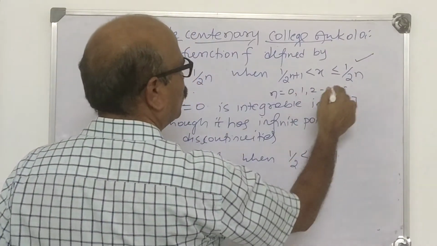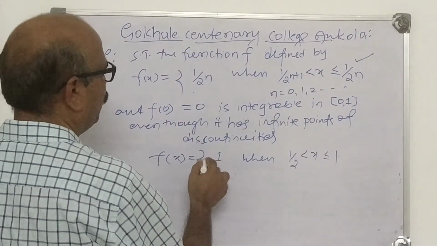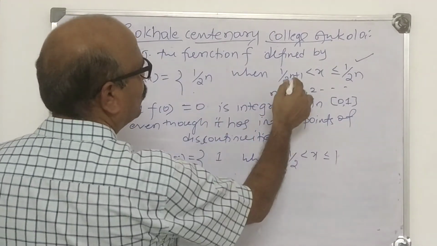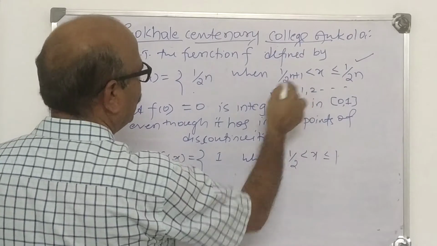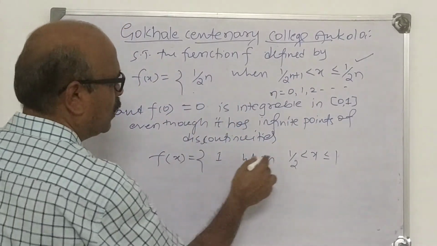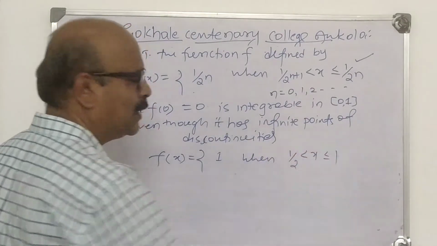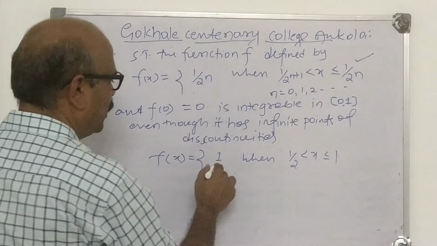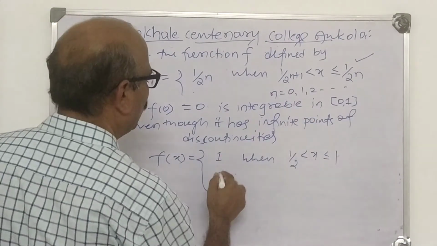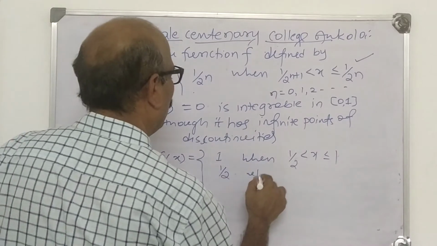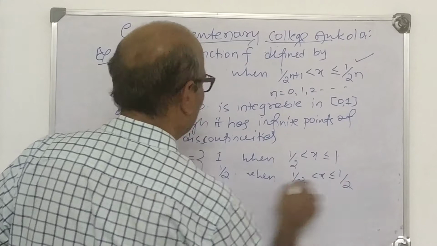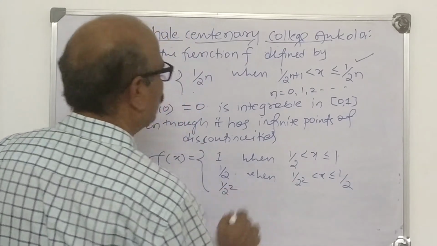n takes the value 0, 1, 2, etc. First I have taken n is 0 here. When n is 0, what do you get? 1/2 raised to 0 is 1. So f(x) is 1 when 1/2 is less than x less than or equal to 1. I think this is clear. Next, take n is 1, what do you get? 1/2 when 1/2 square is less than x less than or equal to 1/2, and it is 1/2 square.